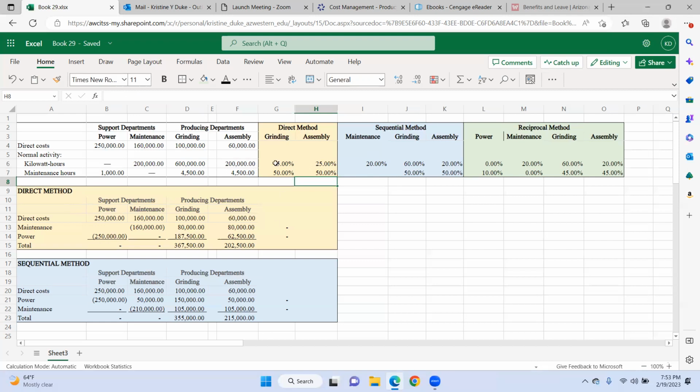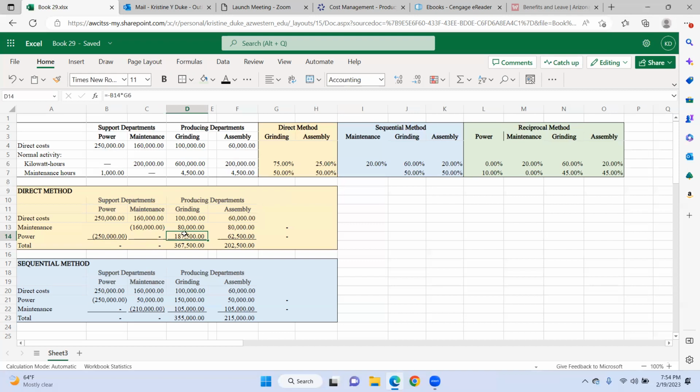Then down here, I've got this color coded for you all so you can find it easily, and hopefully it makes it a little easier to read. So here's my direct method. My direct cost here is 250,000. For my power down here, I'm going to subtract that out because at the end of the day, I don't want these two support departments to even have a balance. So I'm going to take that 250,000 and multiply it by 75% and 25%.